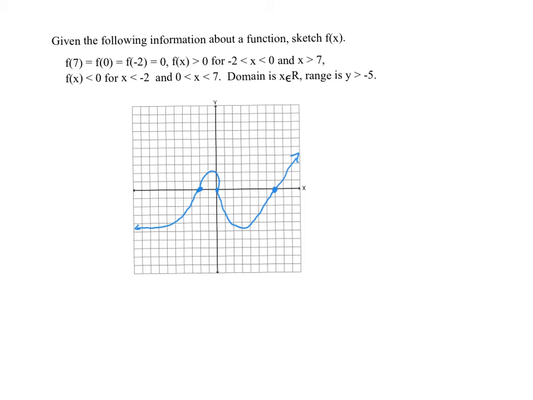Okay, because there is an asymptote at negative 5, right here. There's an asymptote there. Okay, let's go to the next example.